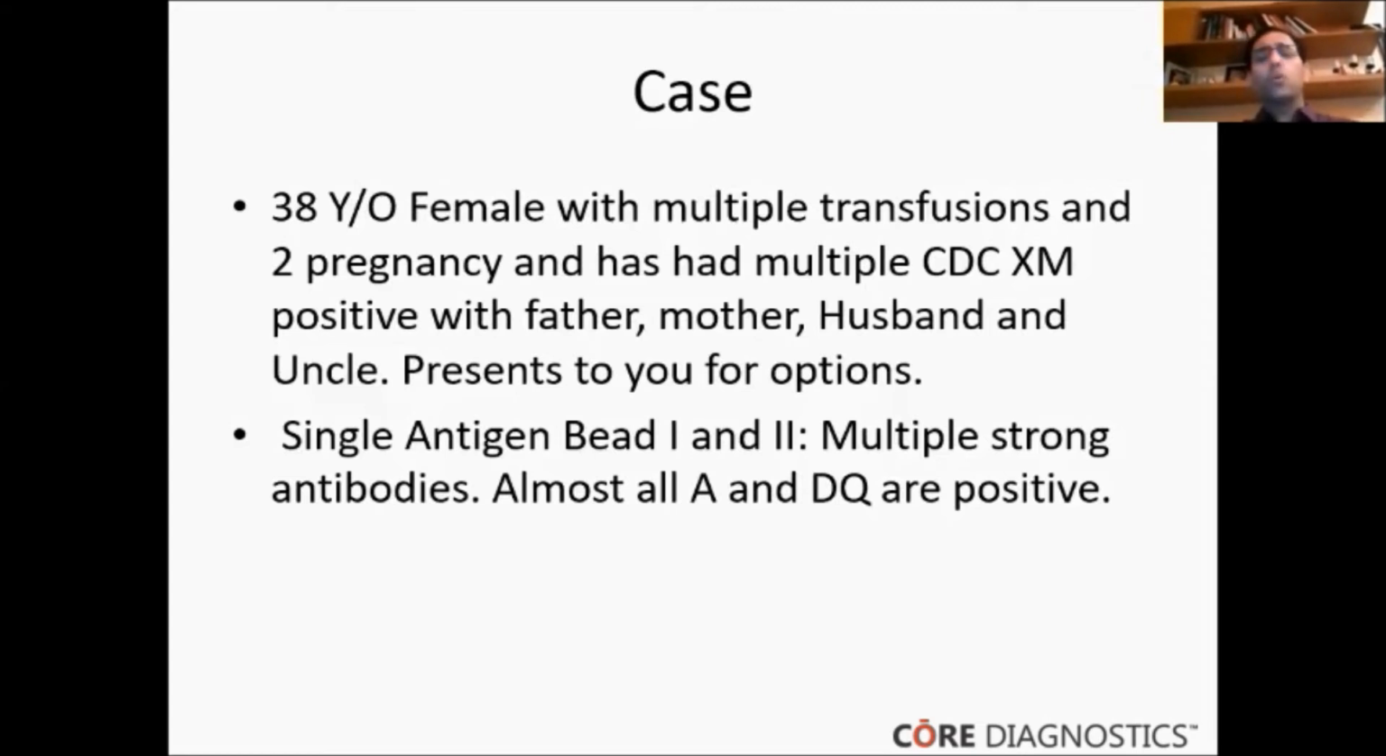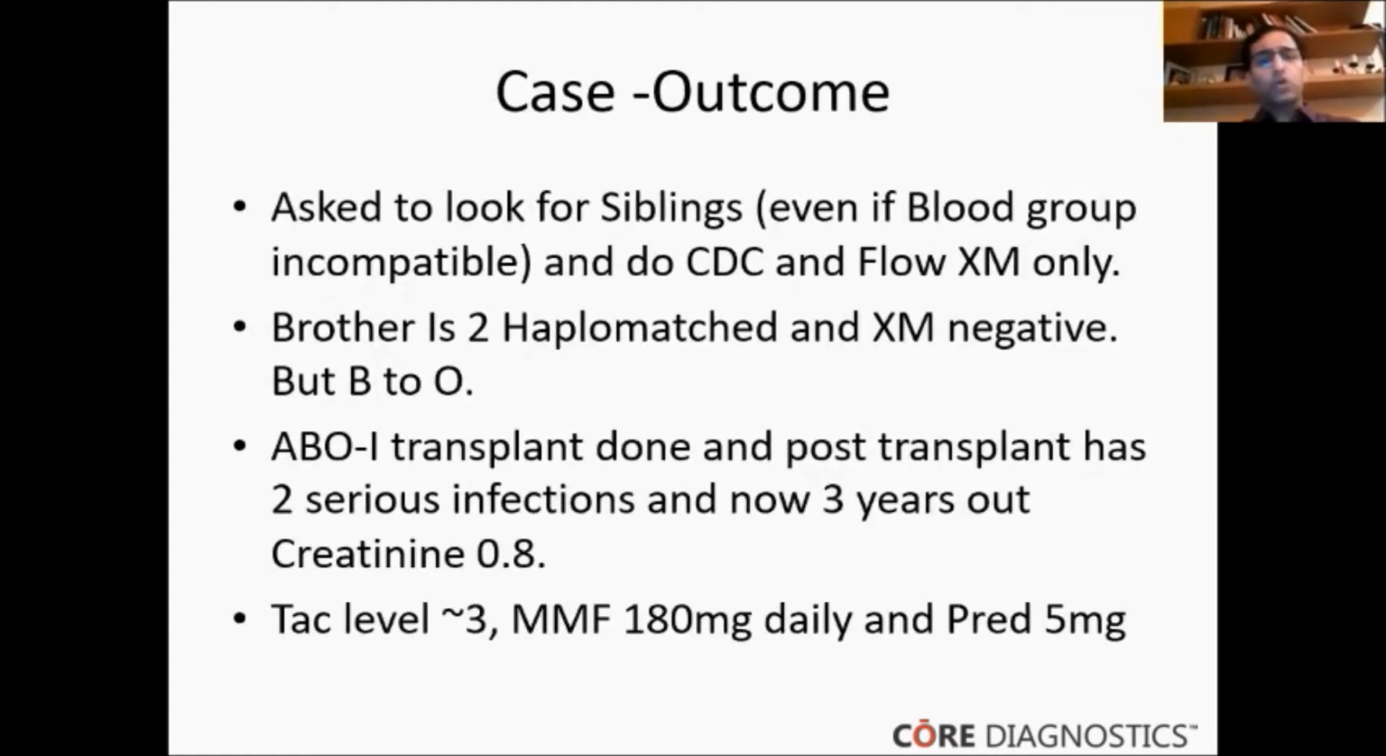And so what do you counsel her, and how do you move forward for her? So the best situation in this is to look for a sibling who is 2 haplo matched. So we asked her to go back to her siblings, even if they're blood group incompatible, because she was blood group O, and just go ahead and do a CDC flow cross match. Don't do any other testing. Don't do any other typing. Just do a CDC flow cross match as the first test. If the CDC and flow are negative, then we'll work the brother up.